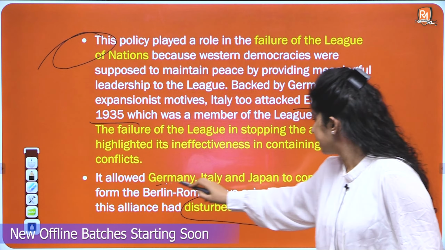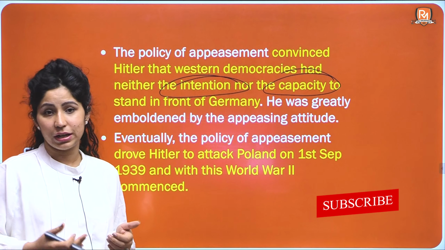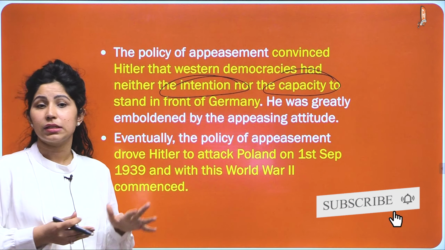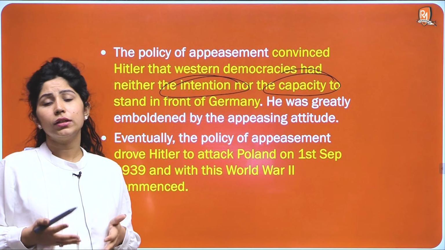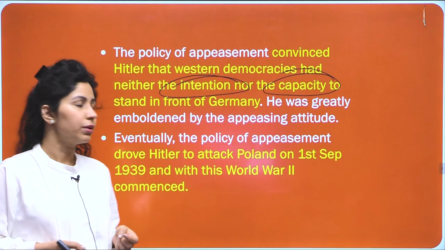The policy of appeasement convinced Hitler that Western democracies had neither the intention nor the capacity to stop him. And when people with negative interests find that the other party is weaker, what do they do? They expand, they do whatever they want to do, no matter how much harm it causes. That was the same case with Hitler, because Western nations were not taking a stand even after consecutive annexations and consecutive events at the international level. So he was greatly emboldened by the appeasing attitude.